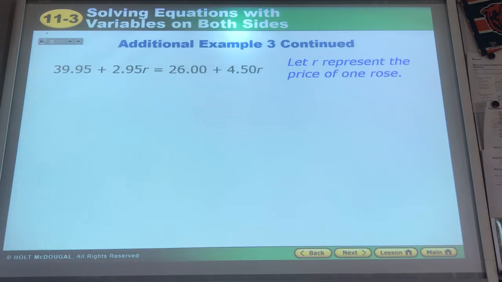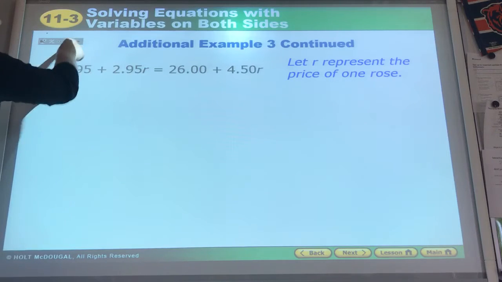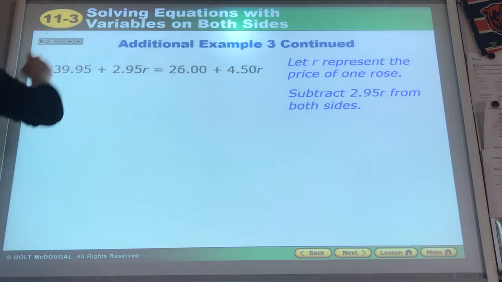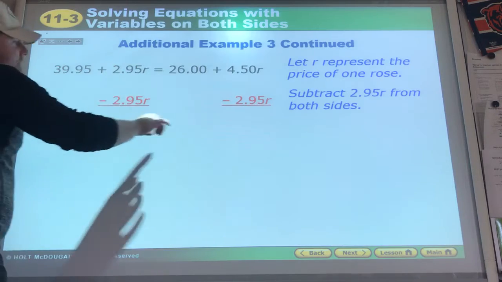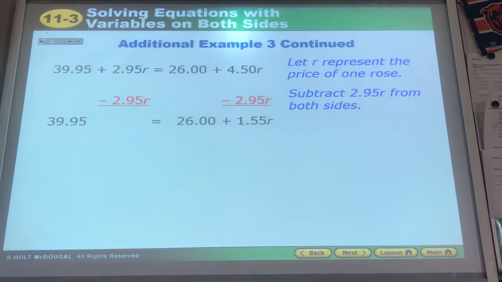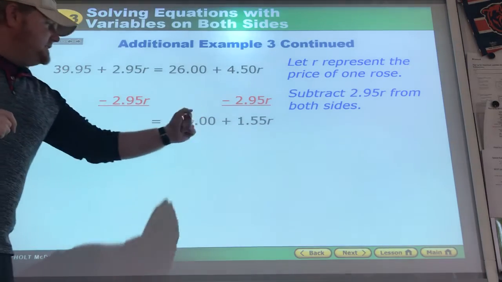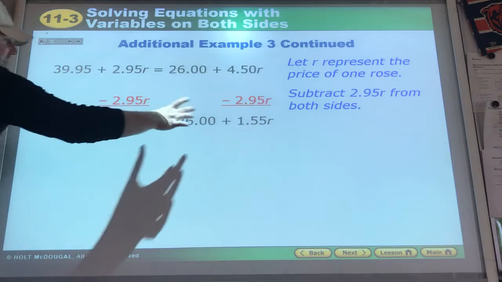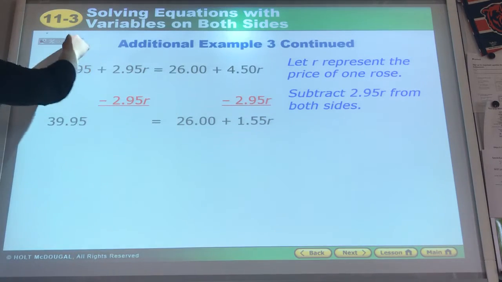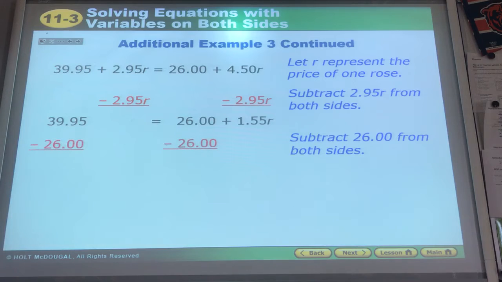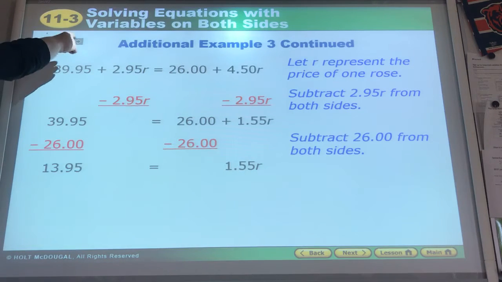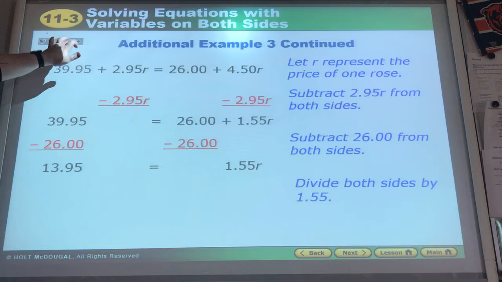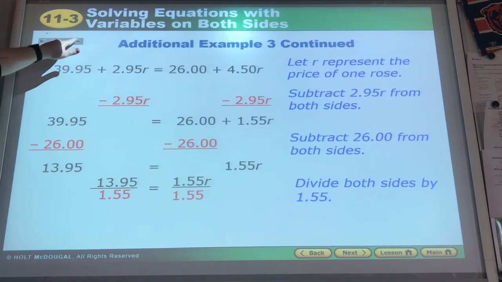So the first thing we're going to do, I'm probably going to move this one. Subtract the 2.95R. Inverse operations, we're going to get the R's together. When we do that, $39.95 equals 26, and we get 1.55 or $1.55 per rose. Then we want to get these two together, so we're going to have to subtract that 26. We subtract that 26. $13.95 equals $1.55 per rose. We'll use our inverse operations, divide both sides by 1.55.